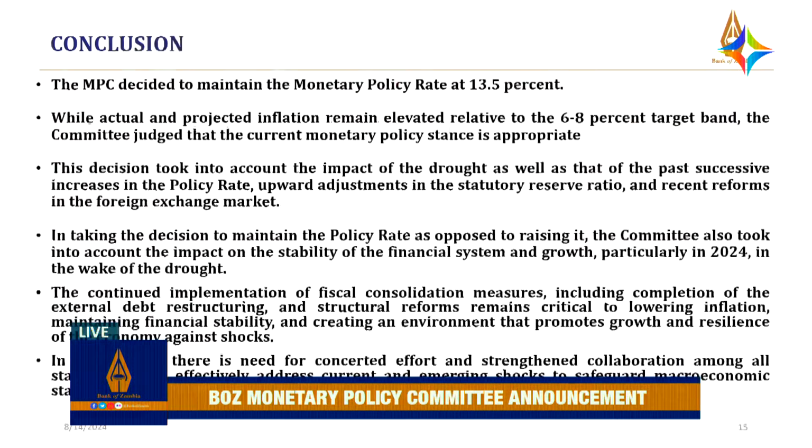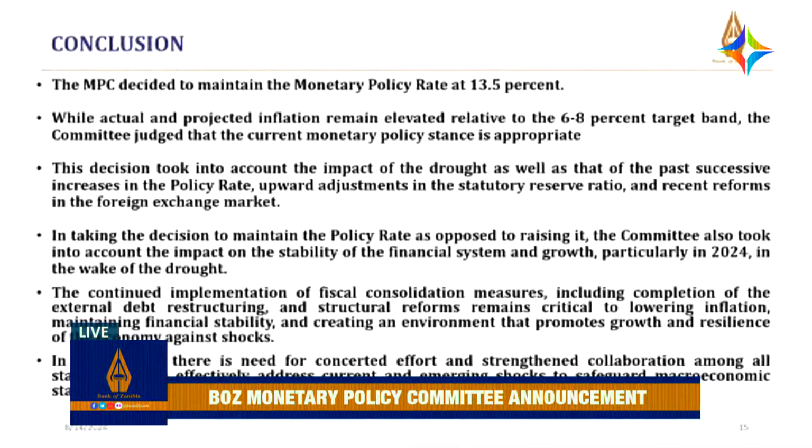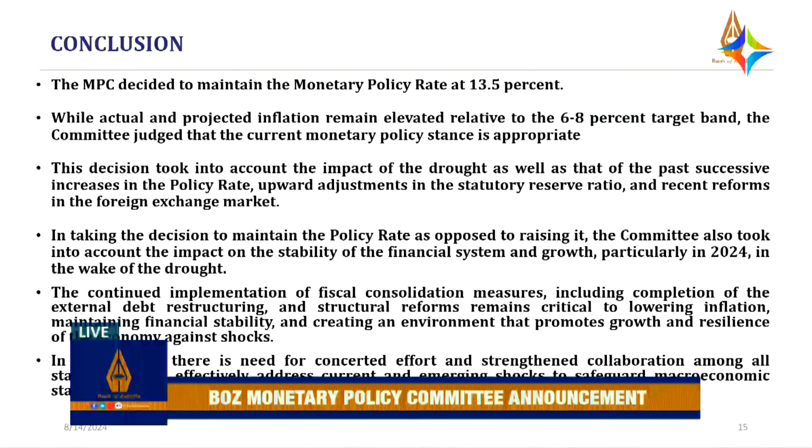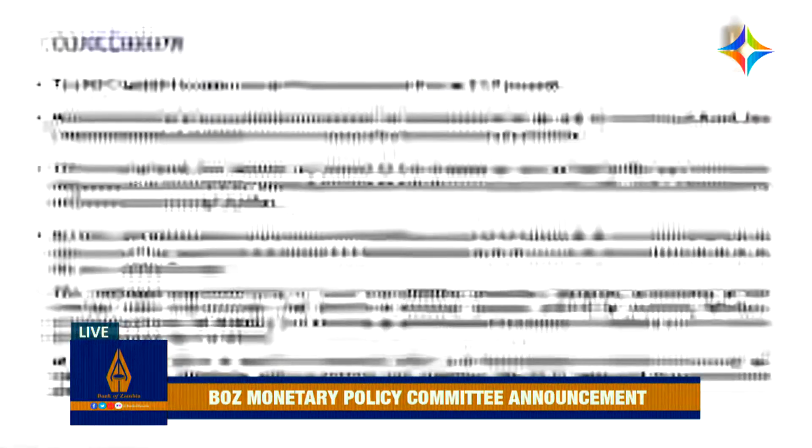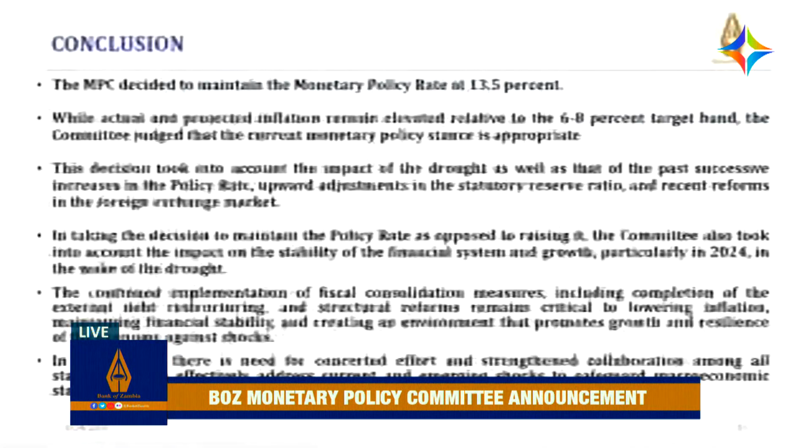Now, what's happening? The recent reforms, like those I explained in the foreign exchange market, all put together are helping to moderate some of the adverse impact that we are seeing in the economy. But we still have a lot of things to do. So what we are saying is that the continued implementation of fiscal consolidation measures, including completion of the external debt restructuring and the structural reforms, remains critical to lowering inflation, maintaining financial stability, and creating an environment that promotes growth and resilience of the economy against shocks.